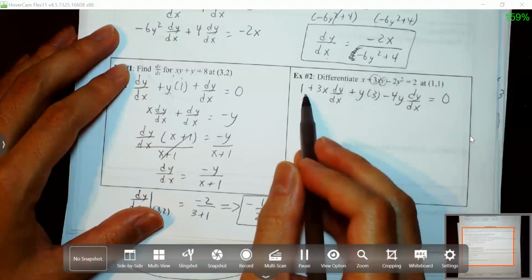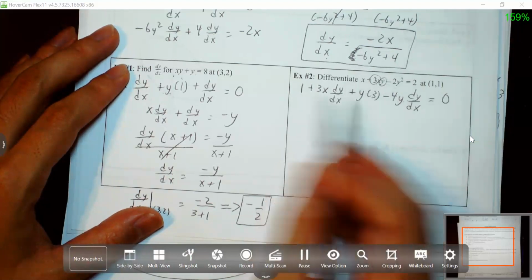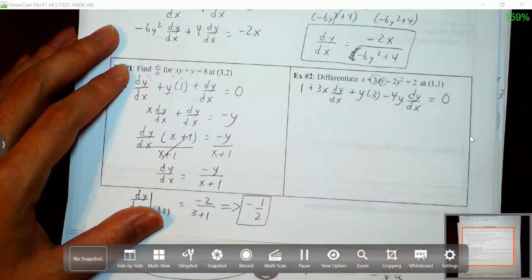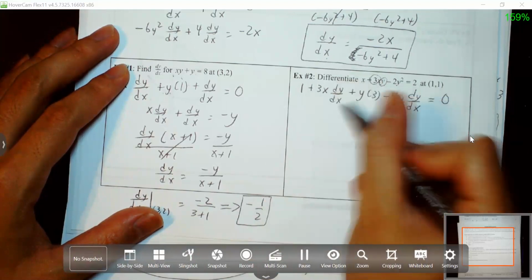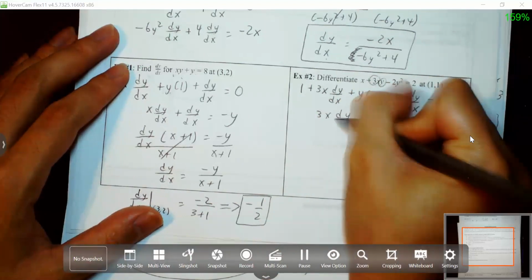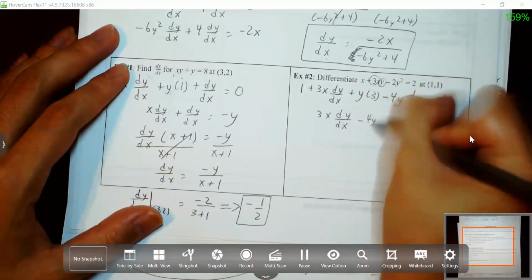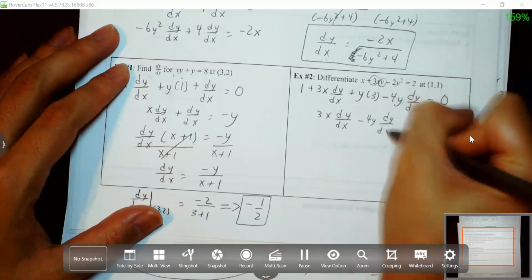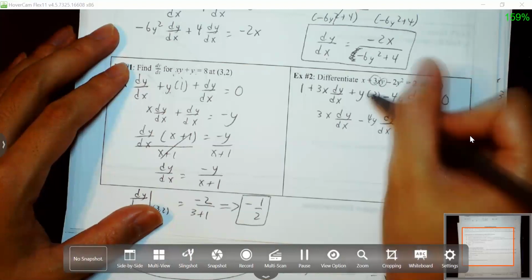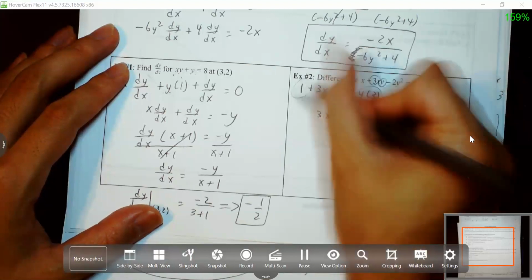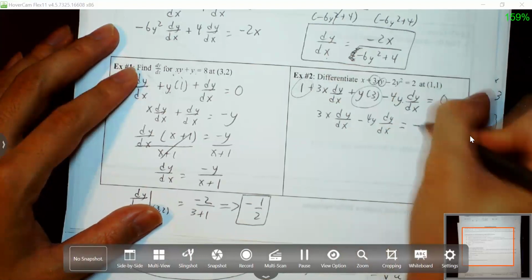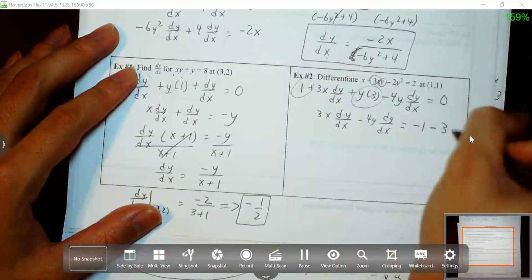So once again, what I'm going to do is bring the terms without a dy/dx to the right side. So the 1 goes to the other side, and the 3y goes to the other side. This term and this term go to the right side since they do not have a dy/dx. So this is going to be equal to -1 minus 3y.